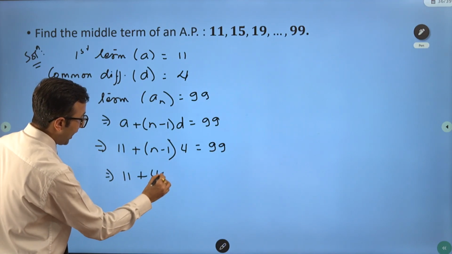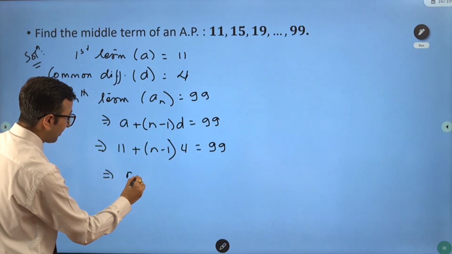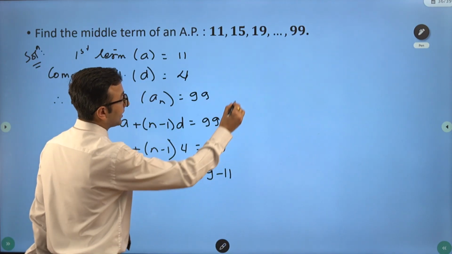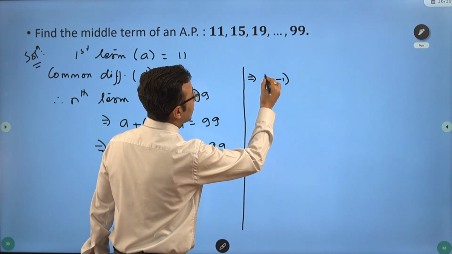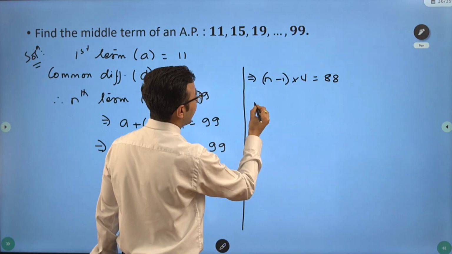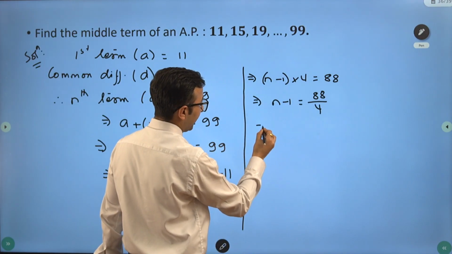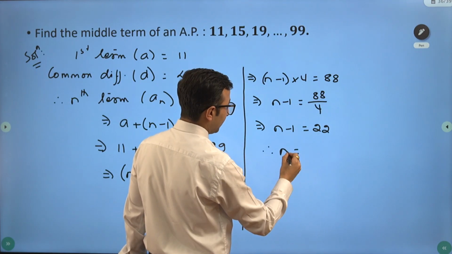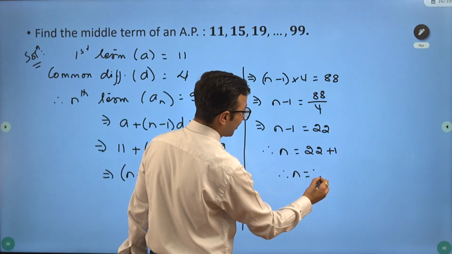11 plus 4n minus 4. Taking this 11 to the other side, it will be (n minus 1) into 4 equals 99 minus 11, which implies (n minus 1) into 4 equals 88. Dividing by that 4, n minus 1 equals 88 divided by 4. It will be n minus 1 equals 22. Finally, we reach the number of terms: n equals 22 plus 1. Therefore, n equals 23.